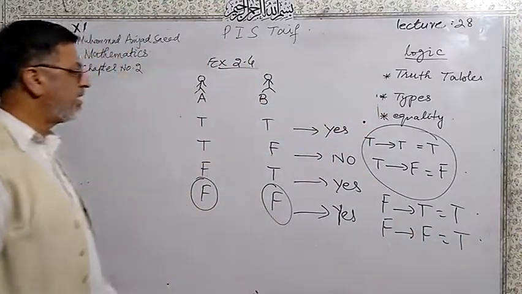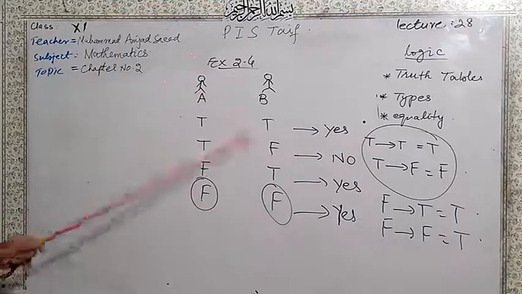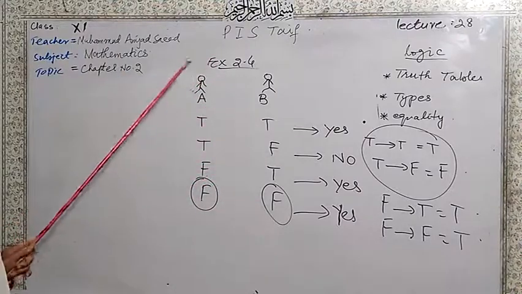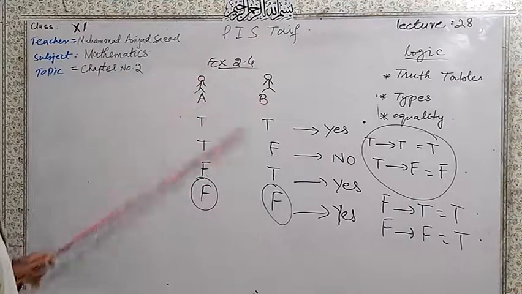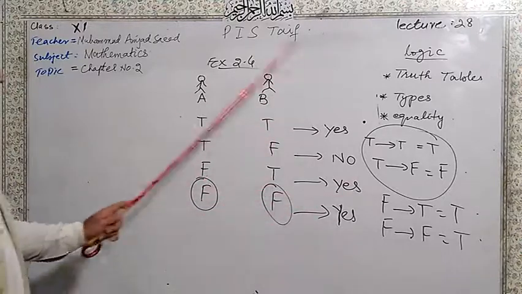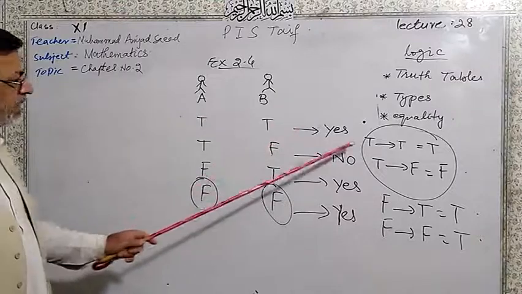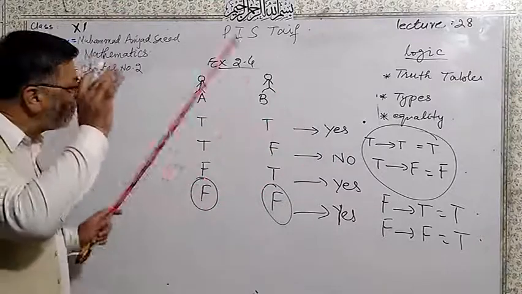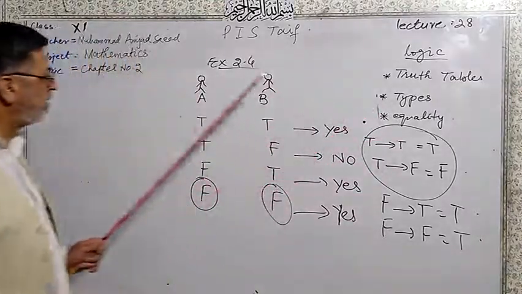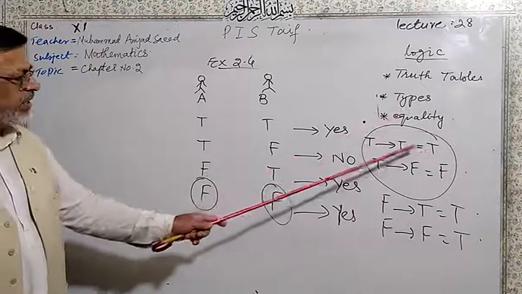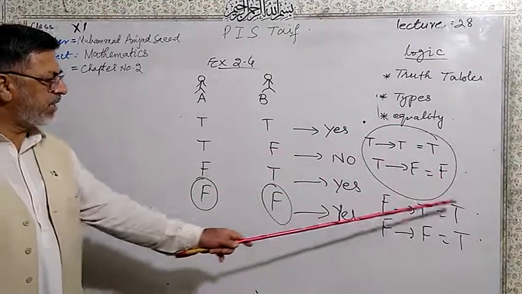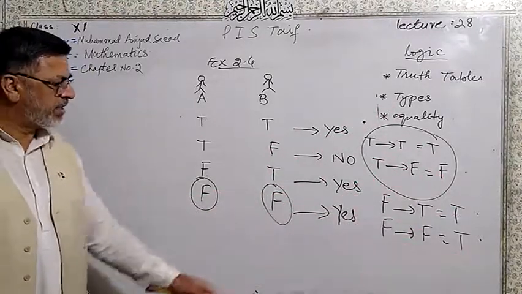Dear students, this is the logic between you and your friend, and in this way we can make the truth table. We will not discuss it like that, but you will keep this information in your mind: T to T is T, T to F is F, F to T is T, F to F is T.